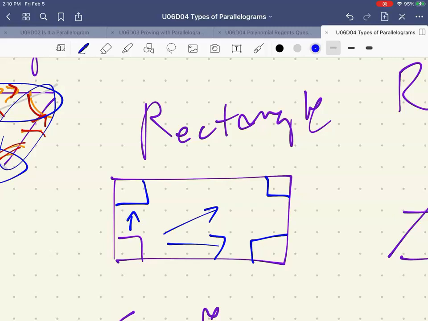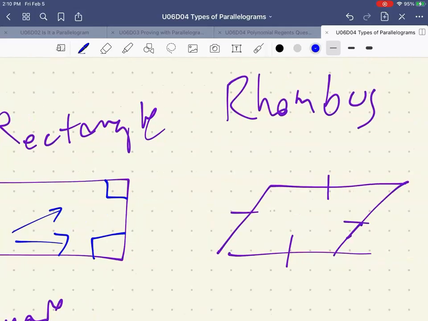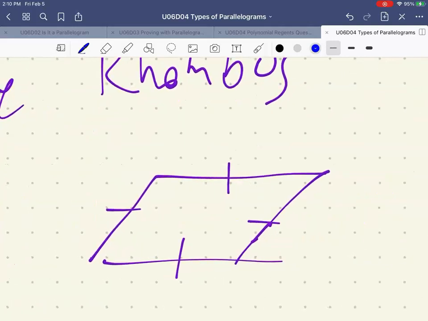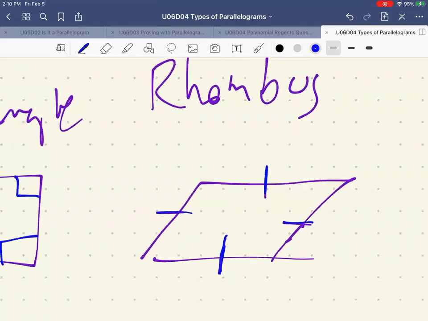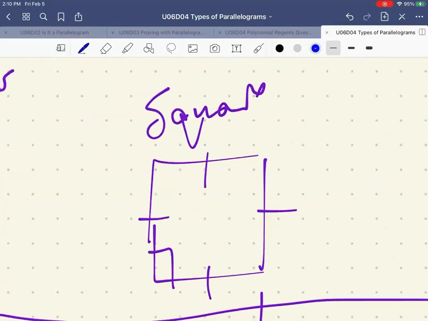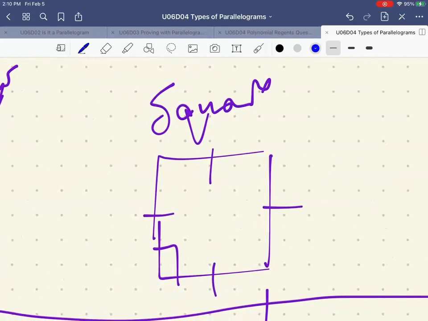It also has one property that is strictly unique to a rectangle, and that is that its diagonals are actually congruent. Now, a rhombus is a parallelogram in which all 4 sides are congruent. I guess technically we should say the definition is 1 pair of adjacent sides are congruent, because if 1 pair of adjacent sides are congruent, that would by default make the opposite sides congruent.